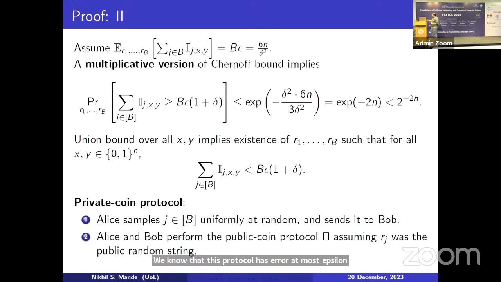Okay, I rushed over it. I'm happy to talk about it offline if you didn't follow. So the cost of this protocol is the cost here, which is the public coin communication complexity, plus the cost here, which is log B.